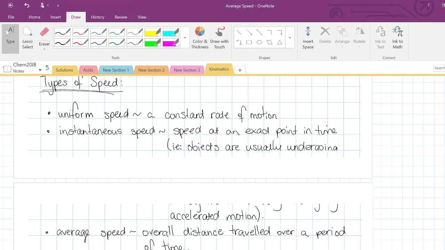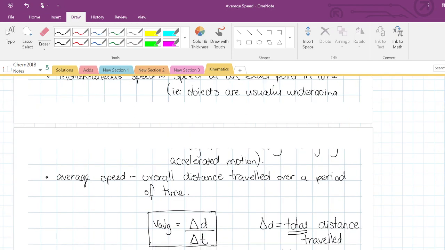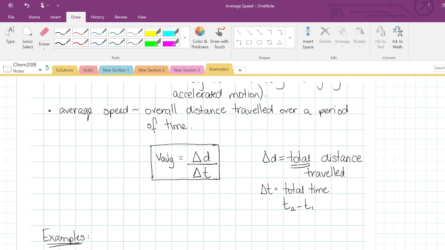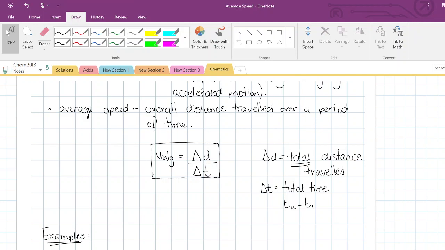And then the third term that we're going to talk about today is average speed. For the next little bit, we're going to be talking about uniform motion, where objects are traveling at a uniform rate, but we're going to do a bunch of calculations. The very first calculation that we're going to look at is calculating average speed. The important thing to note with average speed is that average speed is the total distance that an object travels over that entire period of time.